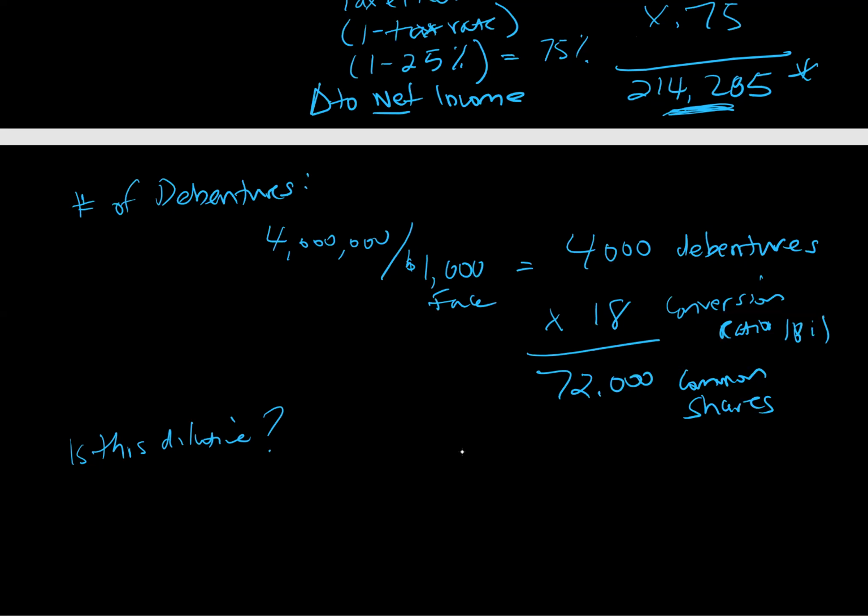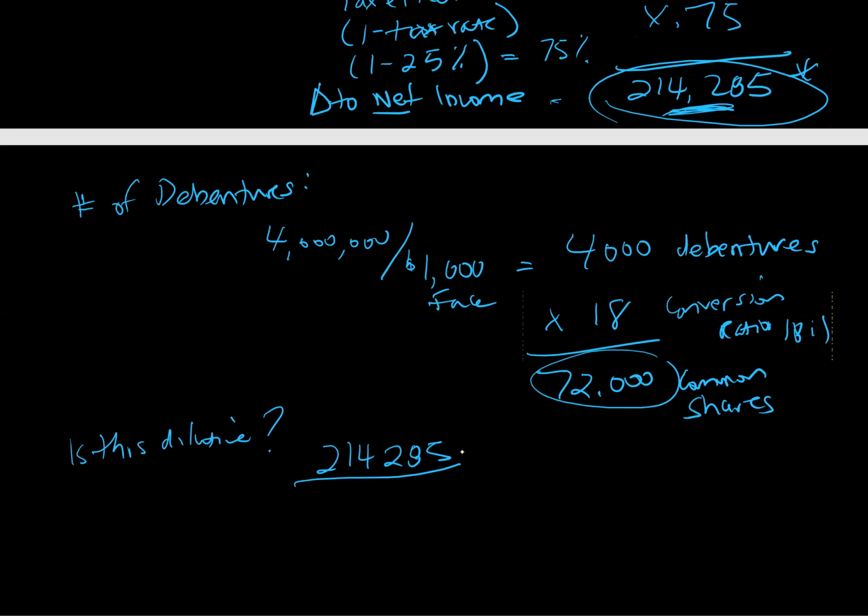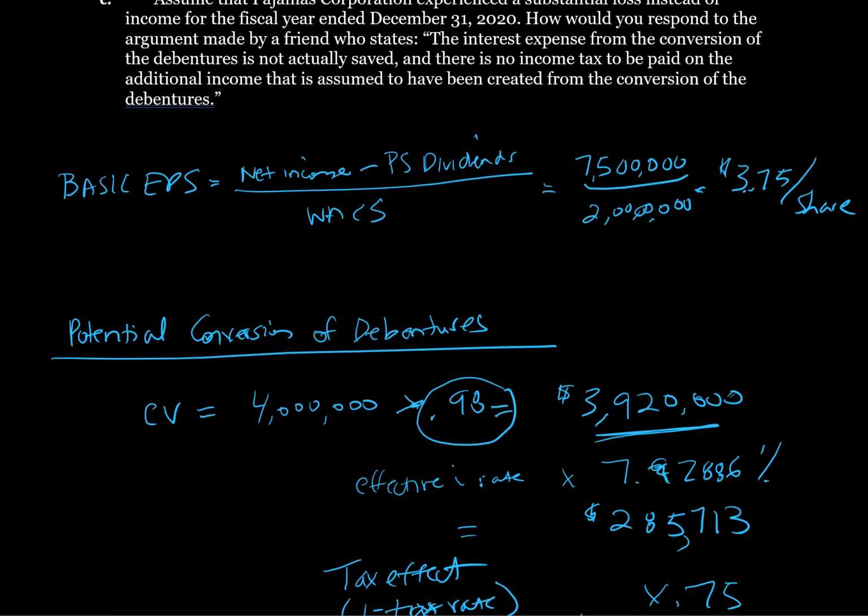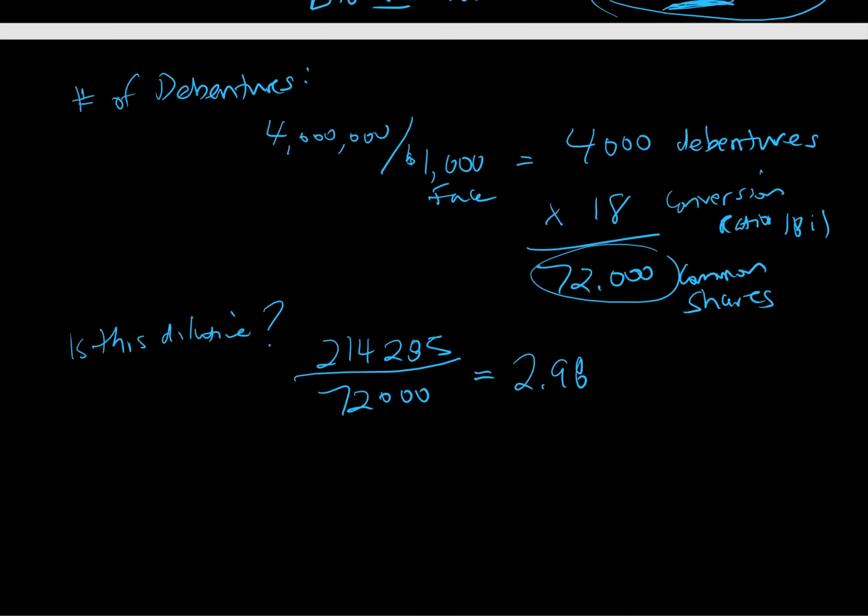So if we just do a quick calculation just to see, if we say, okay, so our net income is going to change by 214,285 right here, and our common shares are going to increase by 72,000, just looking at the changes to the formula rather than the formula itself, that's going to give us $2.98. And what was our earnings per share before? Our basic earnings per share was $3.75. So this is less than $3.75, which is our basic EPS, which means, yes, it is dilutive.